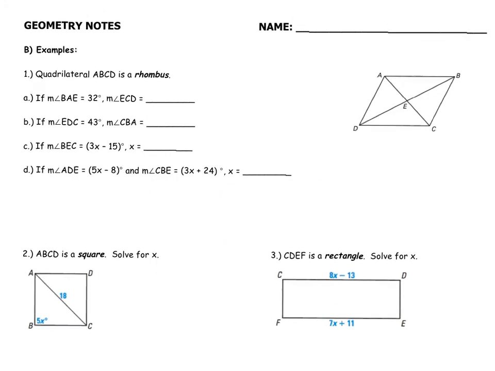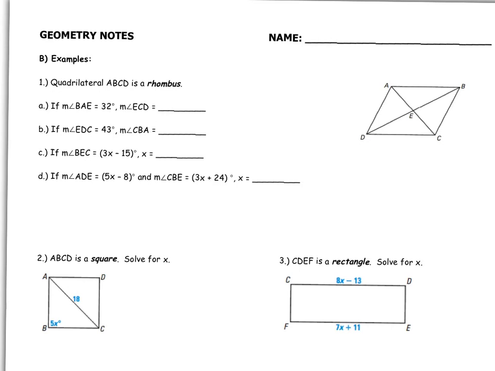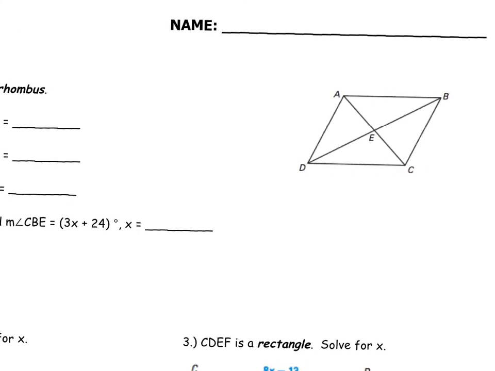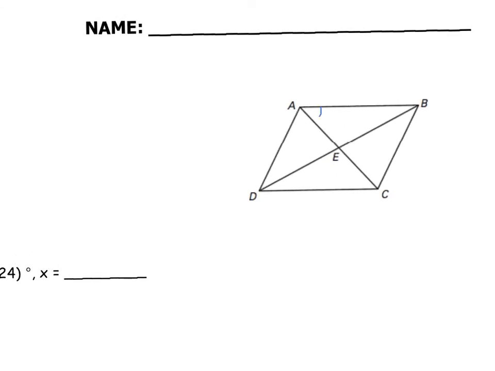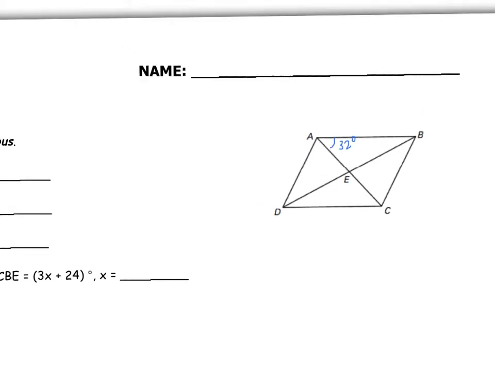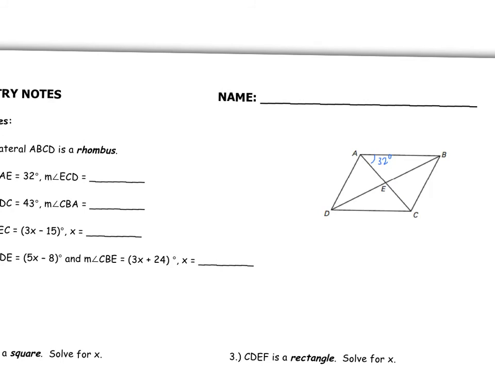We're going to start with a rhombus. It says that quadrilateral ABCD is a rhombus, and we are told that the measure of angle BAE is 32. So let's fill that in. Angle BAE is 32, that's this angle, 32 degrees. What are we looking for? The measure of angle ECD, so that's this one.